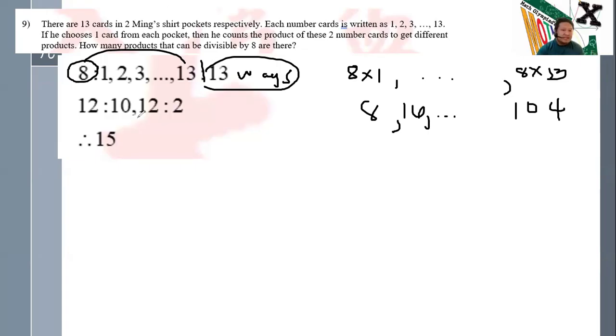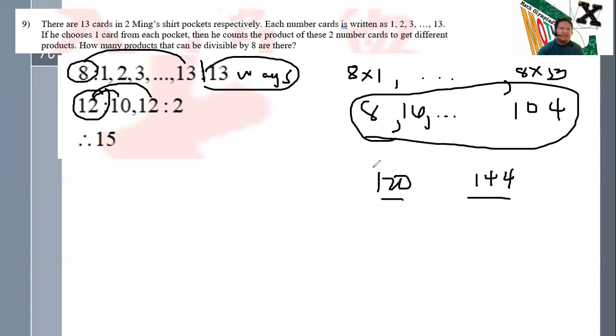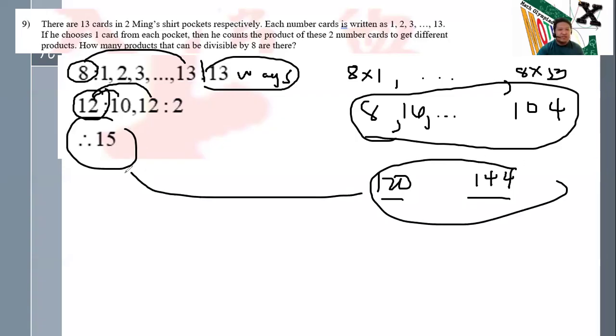Then we can try to see the combination of 12 right now, because that will become bigger than 104. So if we try 12 times 10 and 12 times 12, it will give us multiples of 8, that is 120. And then 12 times 12, that is 144. 120 is divisible by 8. 144 is divisible by 8. So those are actually the 15. So the correct answer for this number 9 is actually 15.